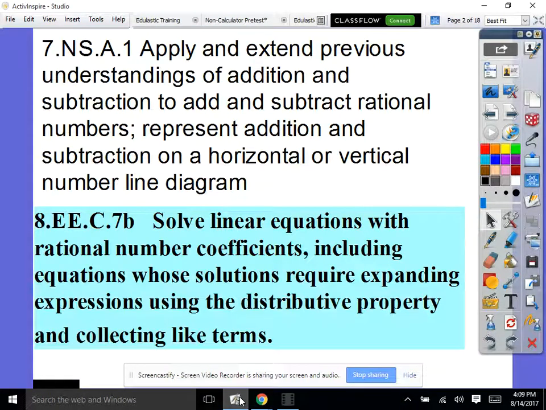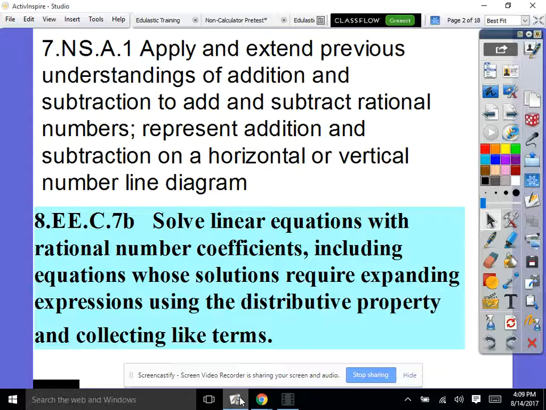So today's Tennessee State Standards, first we're looking back, since this is a review, at a 7th grade standard, and that is to apply and extend previous understandings of addition and subtraction to add and subtract rational numbers. Represent addition and subtraction on a horizontal or vertical number line diagram. We are working toward this 8th grade standard to solve linear equations with rational number coefficients, including equations whose solutions require expanding expressions using the distributive property and collecting like terms.